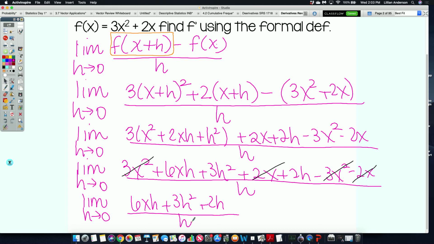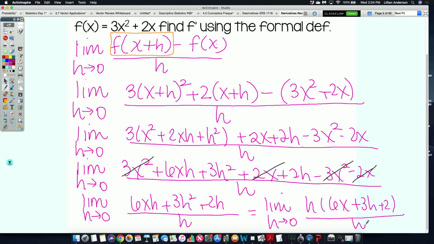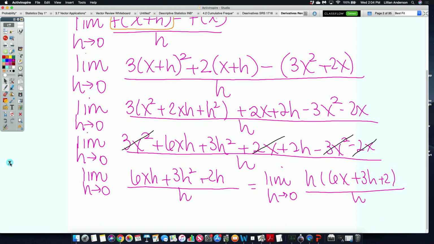You just take out an h out of everything. And remember, in a show problem, you want to make sure that you show the actual factoring out of the h, not just the canceling of the h in every term. So make sure you show, as the limit as h approaches 0, that you factor out an h from each term. That way, the h on the top and the h on the bottom cancel out. So this becomes the limit as h approaches 0 of 6x plus 3h plus 2.